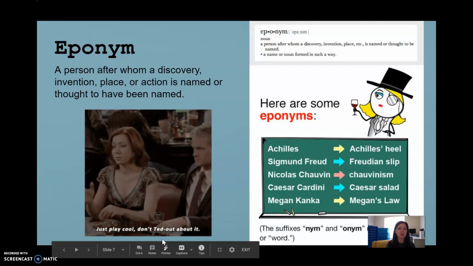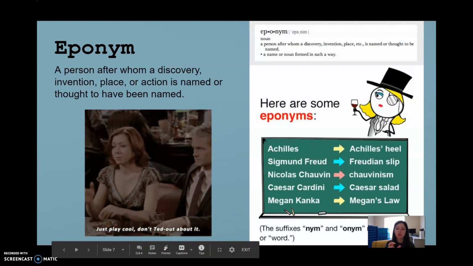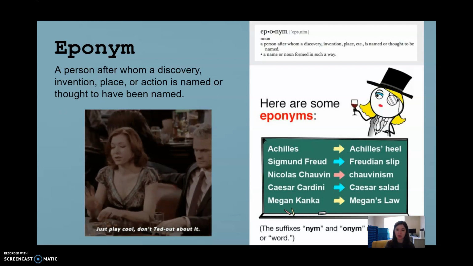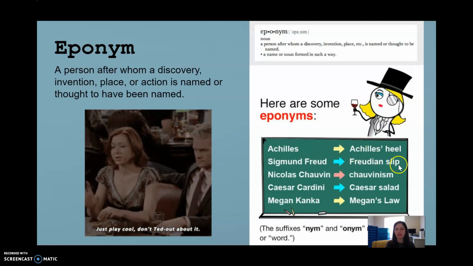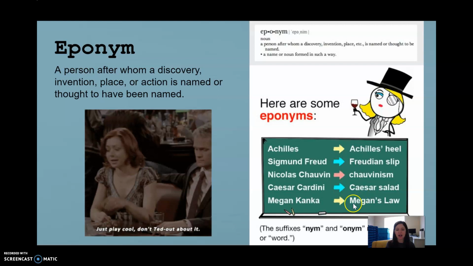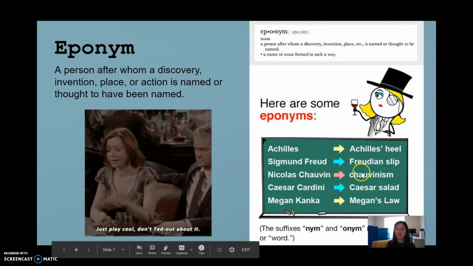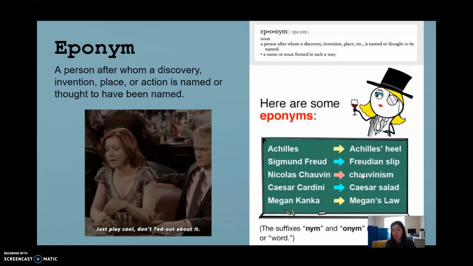So here what Lily's doing is, instead of saying don't freak out about it, she's using Ted's name in the place of the word freak. And so essentially what the eponym is doing is using someone's name to replace a concept that they are super closely linked to. And so we see that with Achilles' heel, a Freudian slip, chauvinism, Caesar salad, Megan's law. These are people's names, and their names have been used to represent something that they're closely linked to.